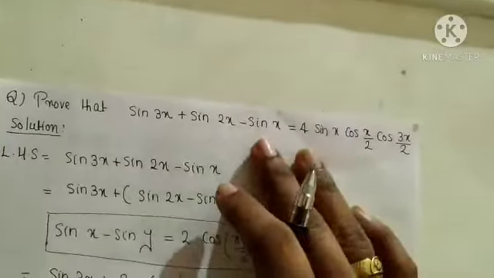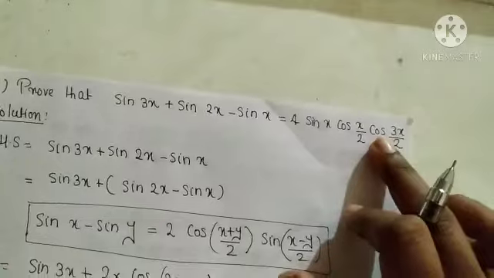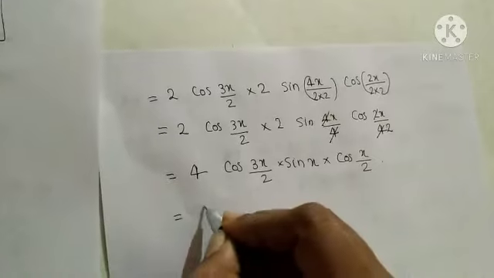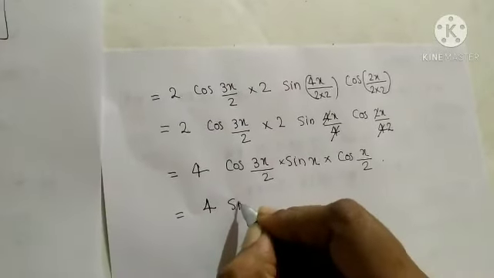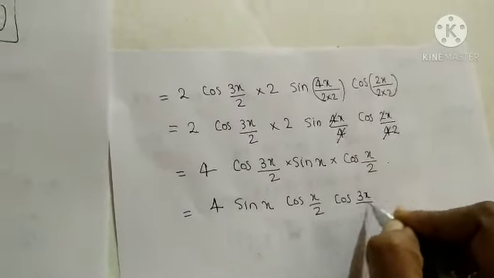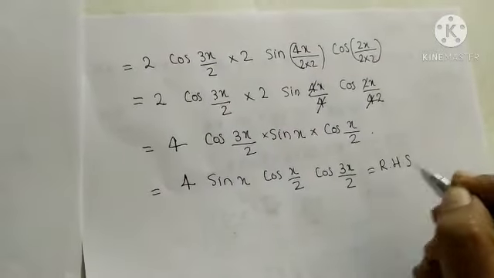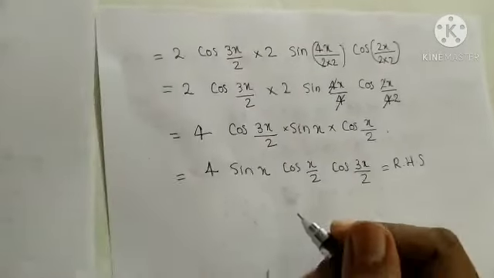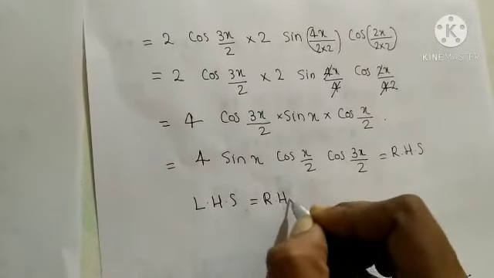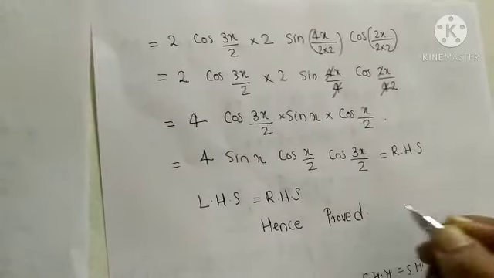Let us look at our question. This is our LHS and this is our RHS, right? Rearranging this term, our RHS is equal to 4 sin x into cos x by 2 into cos 3x by 2, and this is the same as our LHS, so it can also be written as RHS. Therefore we can write LHS equal to RHS, hence proved. I hope you understood this question.